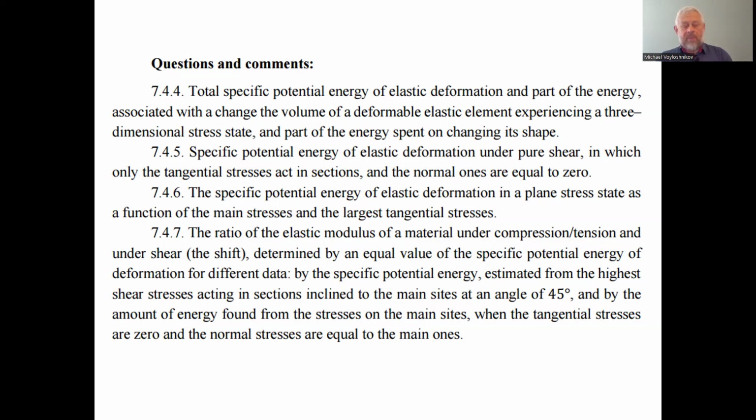7.4.7. The ratio of the elastic modulus of a material in compression, tension and under shear is determined by equal value of the specific potential energy of deformation for different data: by the specific potential energy estimated from the highest shearing stress acting on the section inclined to the main sides at the angle of 45 degrees, and by the amount of energy found by the stresses on the main sides when the tangential stresses are 0 and the normal stresses are equal to the main ones.